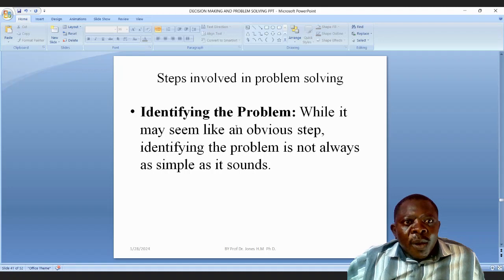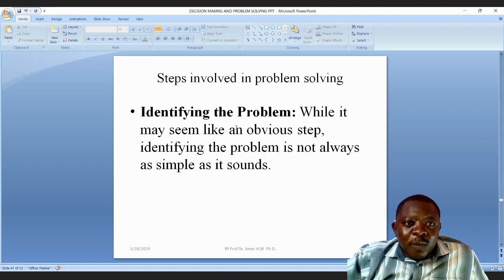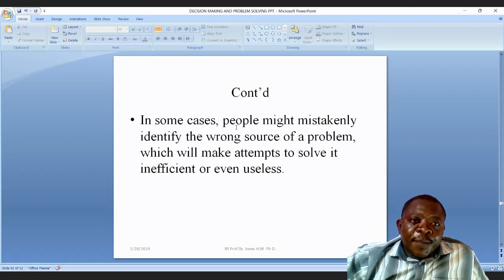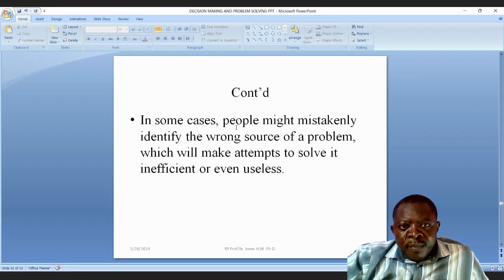While it may seem like an obvious step, identifying the problem is not always as simple as it sounds. There are some people who face certain problems and have not yet identified where the problem is coming from. So it is important to identify the problem. In some cases, people might mistakenly identify the wrong source of a problem, and this will make attempts to solve it inefficient or even useless.